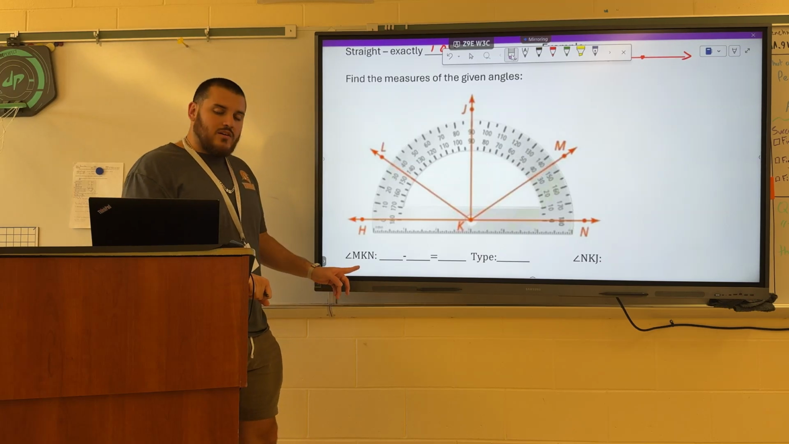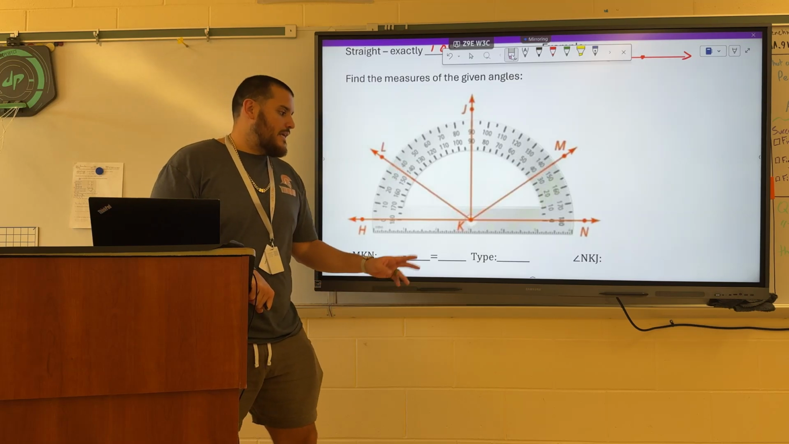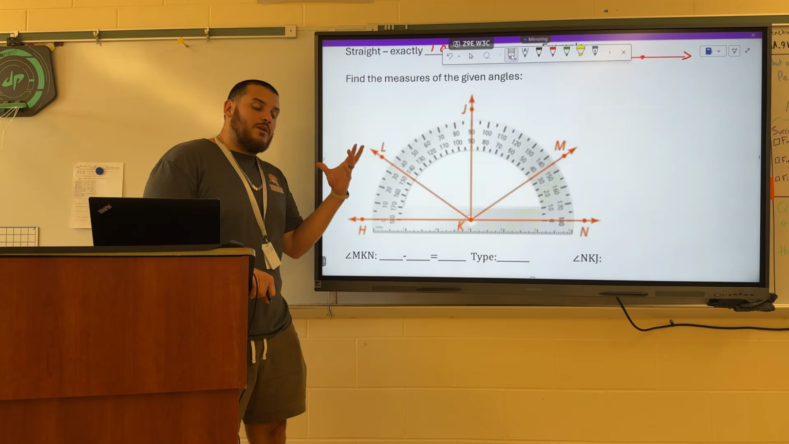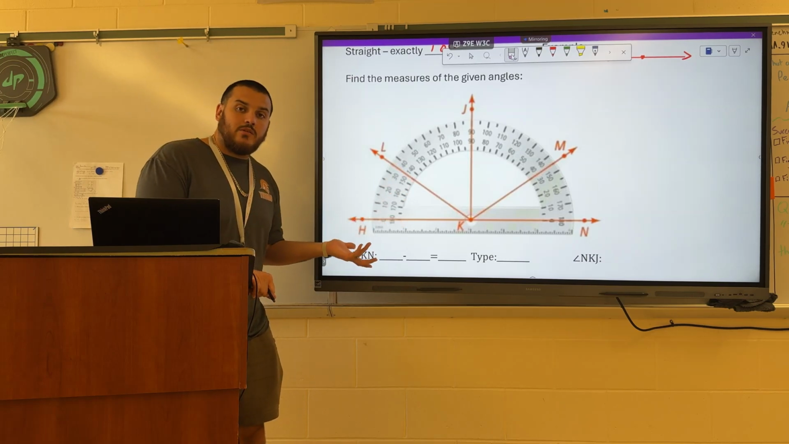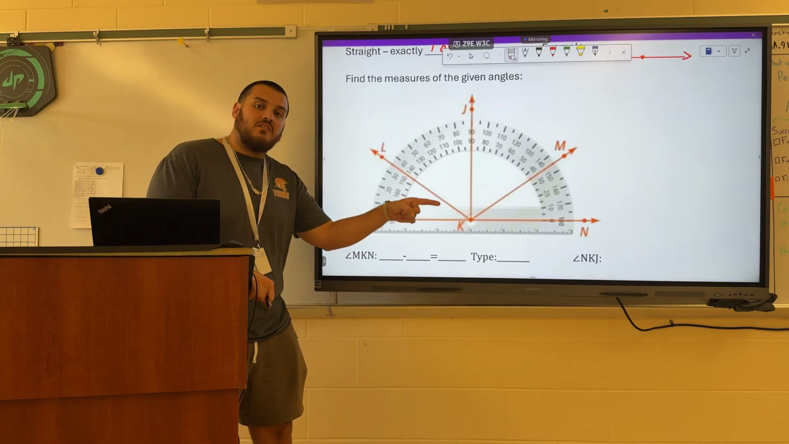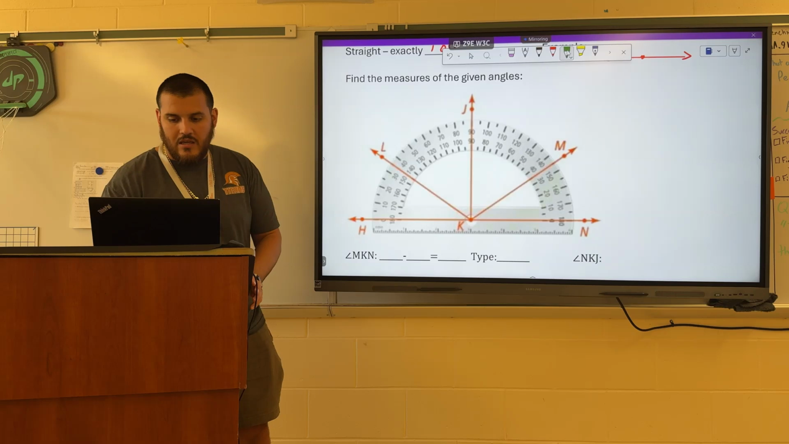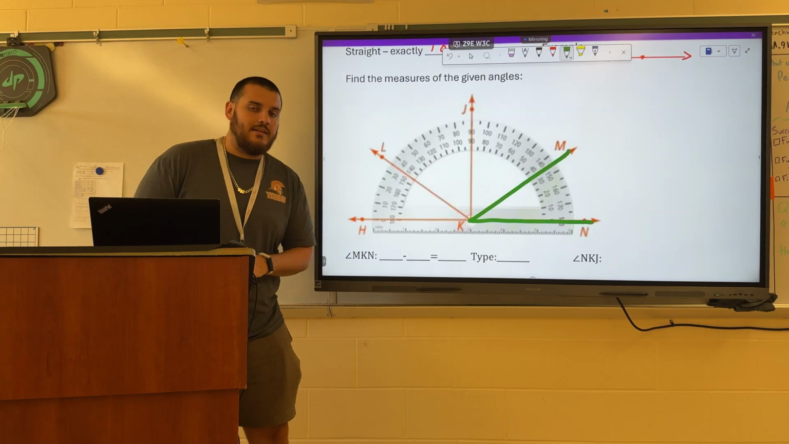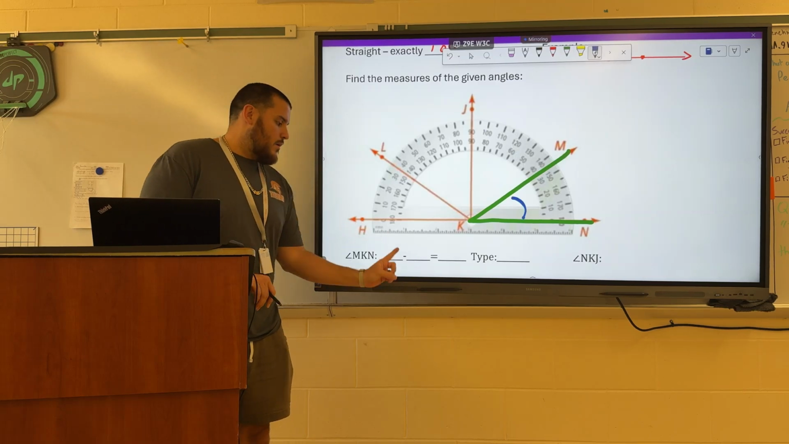We're going to start with angle MKN. We're going to use our postulate to find out how many degrees it is and then classify it as acute, right, or obtuse. So the first step here is identifying where that angle is on our protractor. And I think the easy way to do this is to just trace it with your pencil, right? You can highlight it from point M to point K to point N. Tracing that would be like this. There's angle MKN.